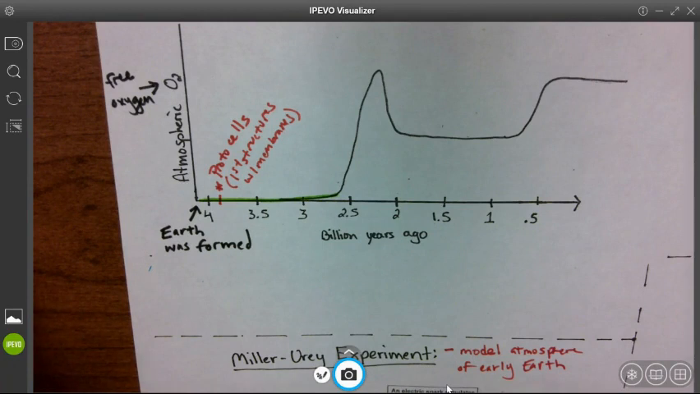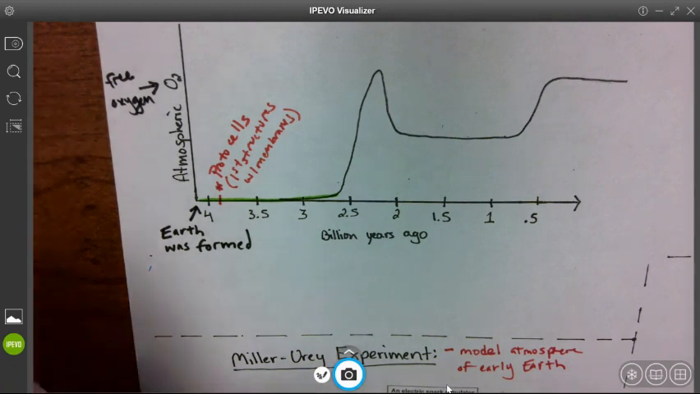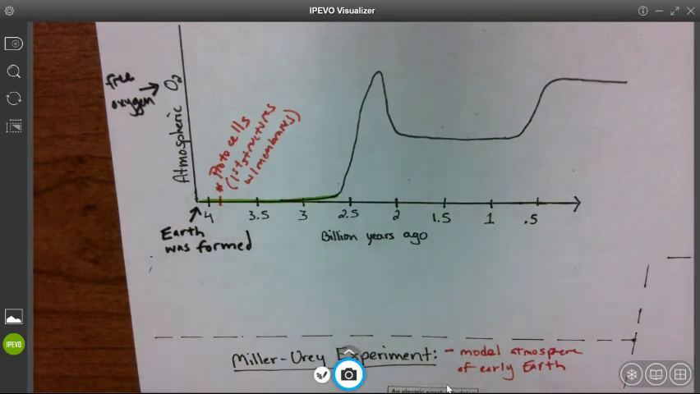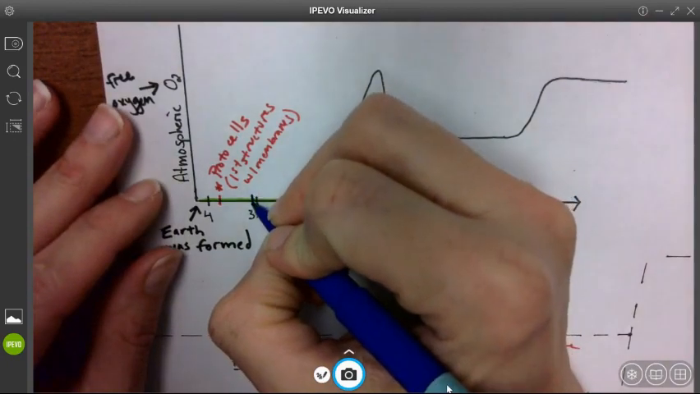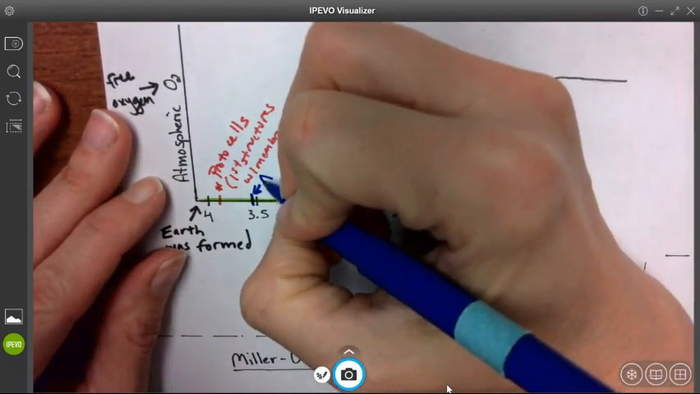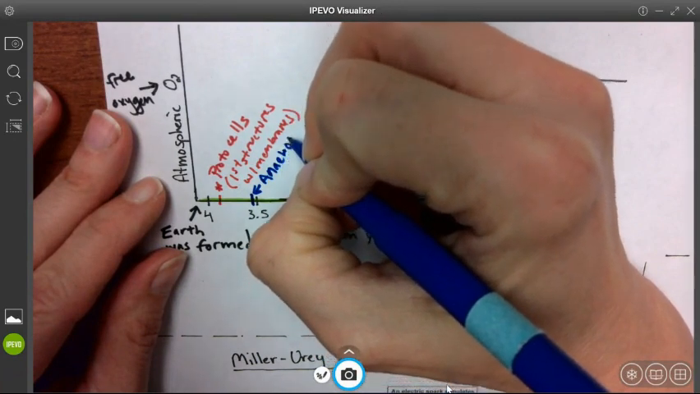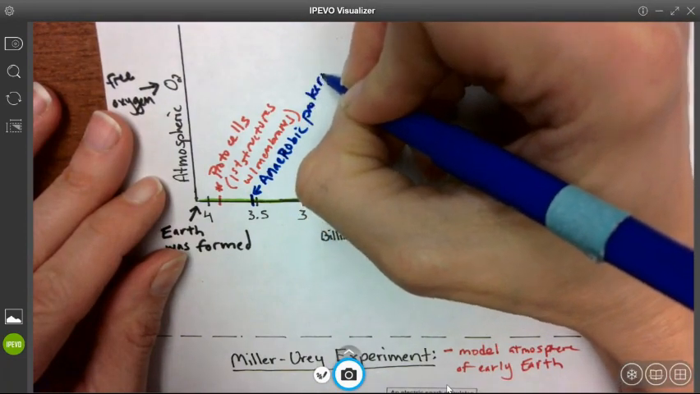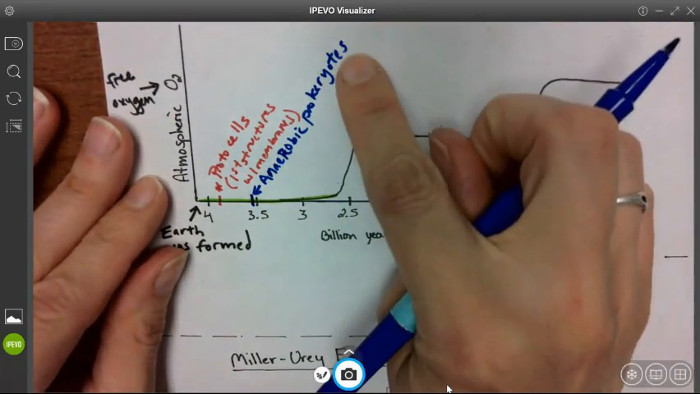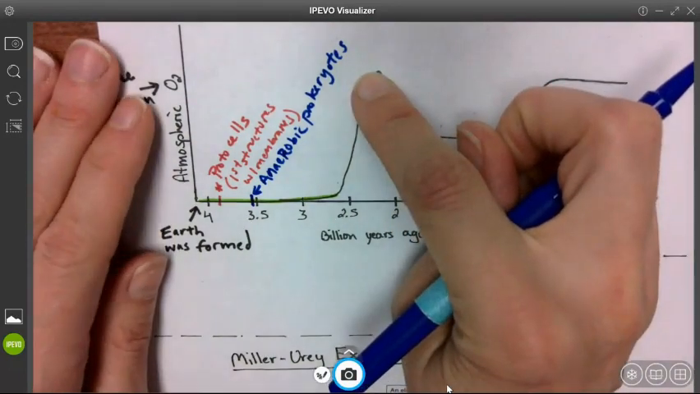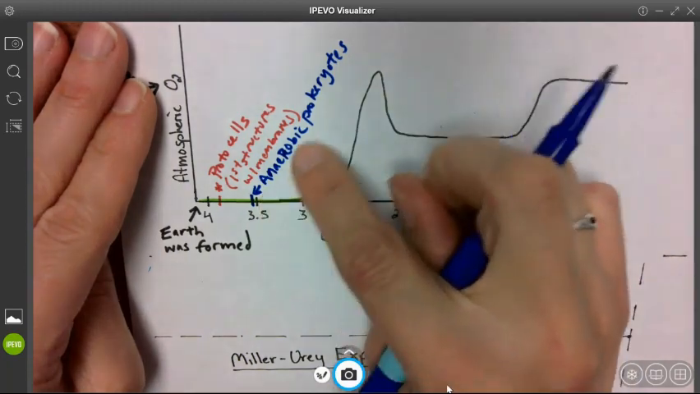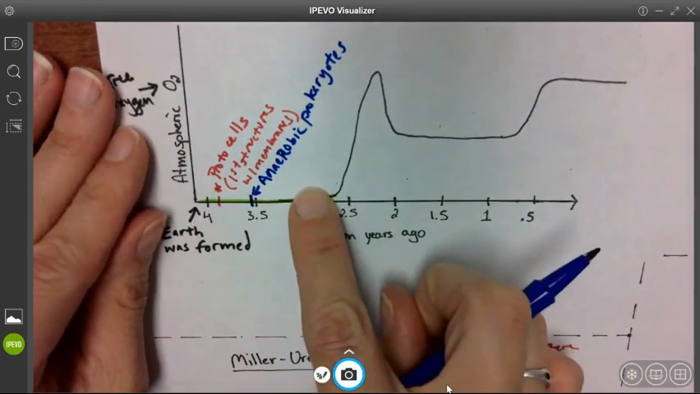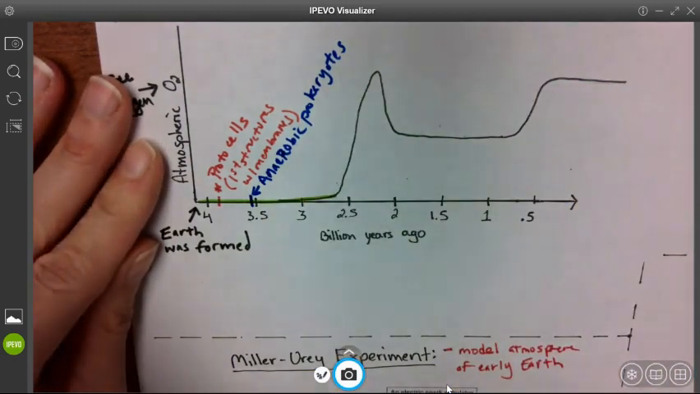Okay. Then there's chemical evidence and fossil evidence of anaerobic prokaryotes at about 3.5 billion years ago. A little before 3.5 billion years ago, emerged the first anaerobic prokaryotes. So these are prokaryotes, one-celled, no nucleus, and they do not like oxygen, which makes sense because there's no atmospheric oxygen, they can survive. Okay, so we have our anaerobic prokaryotes.